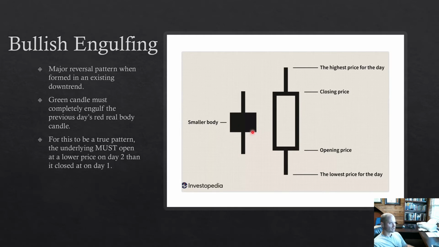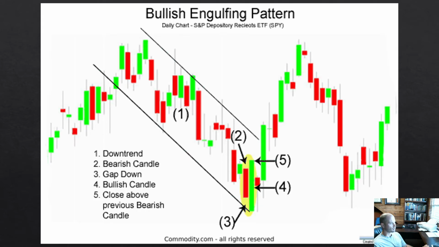Again, typically, this green candle must open at a lower price on that second day than it closed at on day one. It has to, or it's not going to be considered a bullish engulfing. All right, and on this next slide, let me bring it up. I have an example. Here we have, this is on SPY, it looks like.